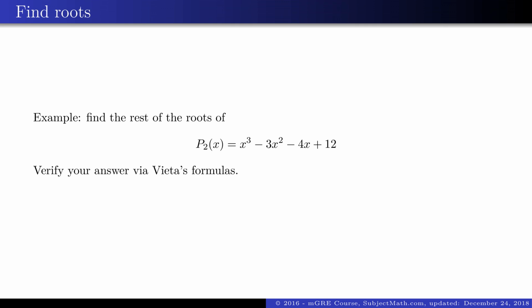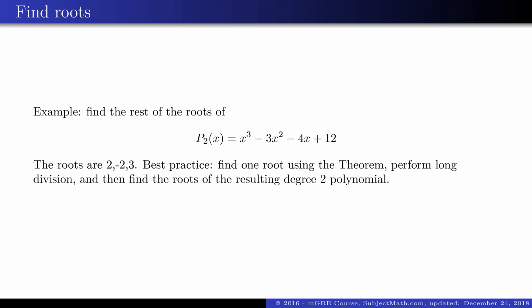Now, I would advise you to stop the video and work out the rest of the example. So the roots are 2, minus 2, and 3. The theorem should have given you one of those three roots, and then the best thing to do is reduce the degree of the polynomial again.